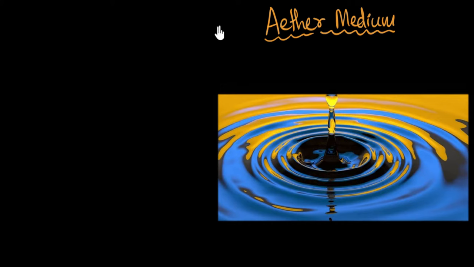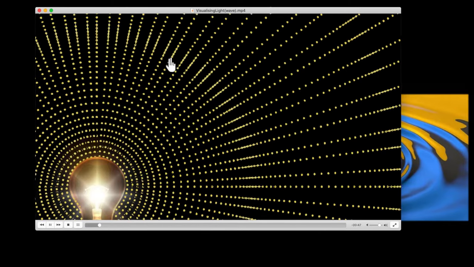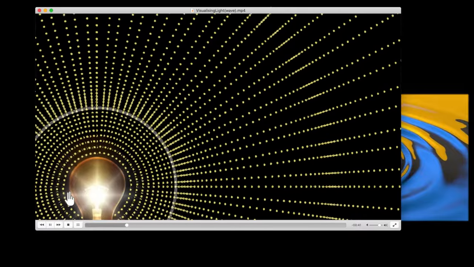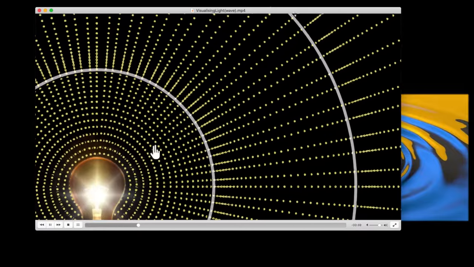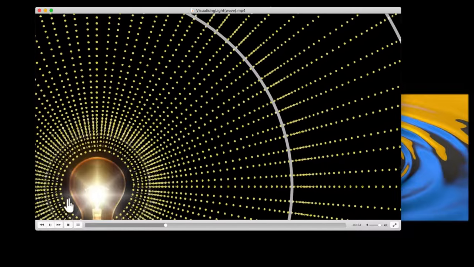And Huygen says that light is vibration. Light waves are carried by the vibrations of the aether medium. So light is propagated by the vibrations of the aether medium. Now, if you want to visualize something like that, here's our animation. Here's a light bulb, and these particles are the particles of the aether medium that's present everywhere in the universe. And this is how Huygen imagined it. Light is basically disturbance propagated by the vibrations of the aether particles. Ripples. Light is ripples in the aether medium.